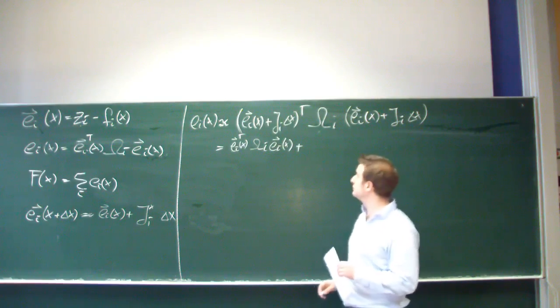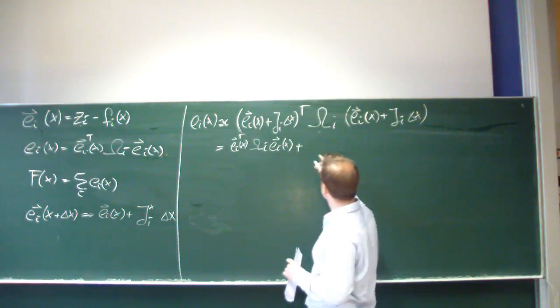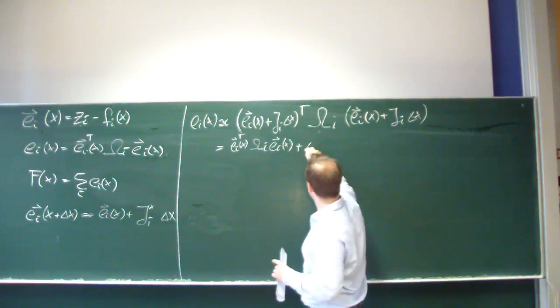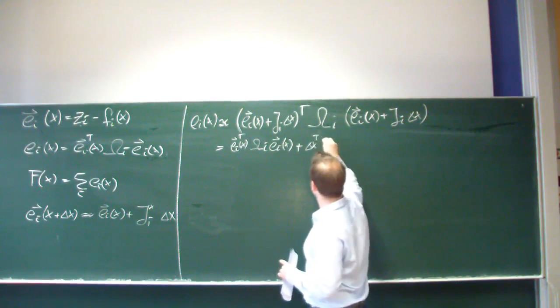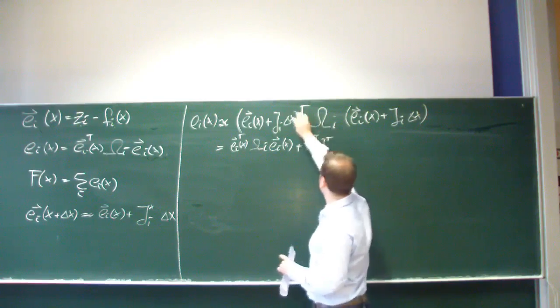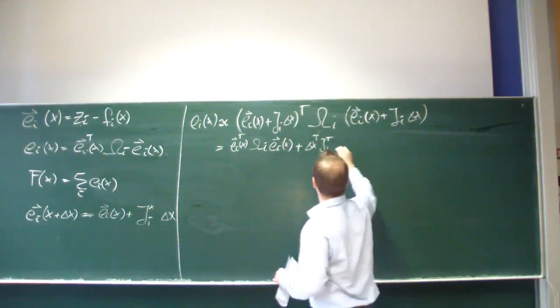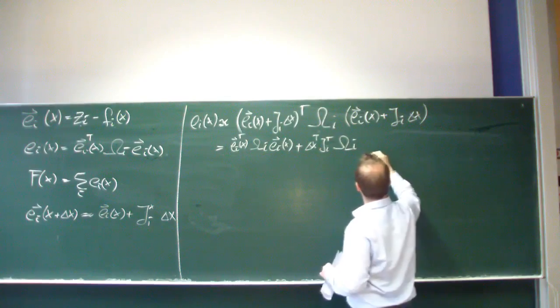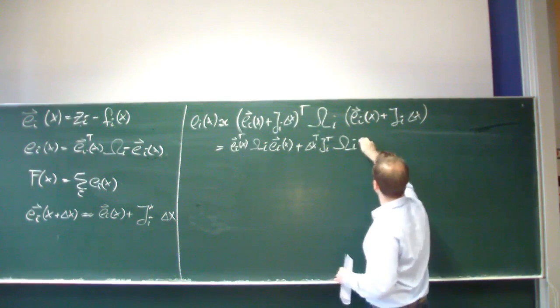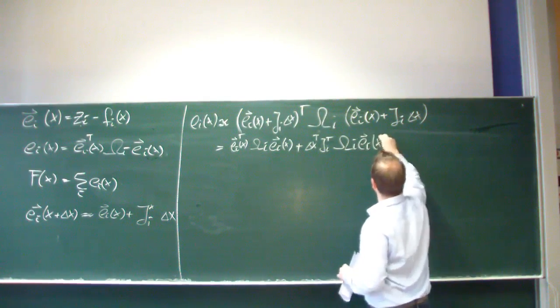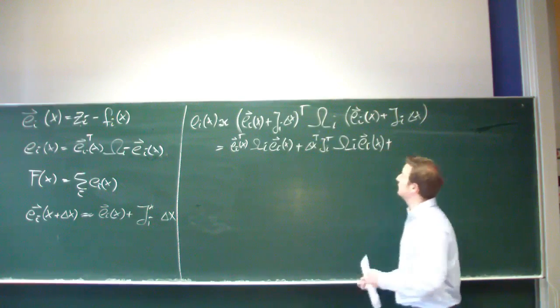People get transpose the information matrix. Yeah, so a little bit different. Delta x transposed, Ji transposed. If I transpose, I have to change the order. The information matrix and then the error, and Ei of x. Okay?